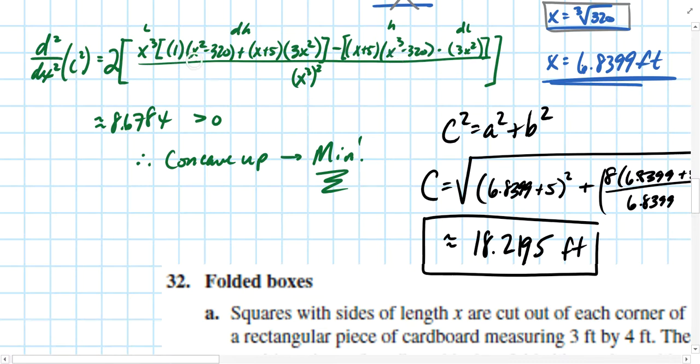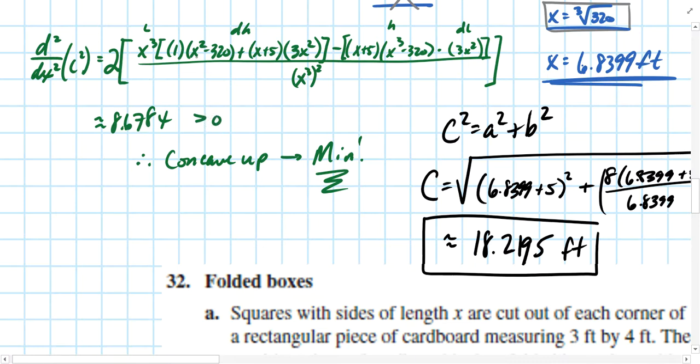I ended up using a scientific calculator. I don't want you to use a graphing calculator for these questions because I want you to be able to compute the calculus without reference to a visual aid. But I used a scientific calculator and substituted the expected x value that would solve this problem, 6.8399, into this green calculation, and it ended up being a positive 8.6784, which is greater than zero.